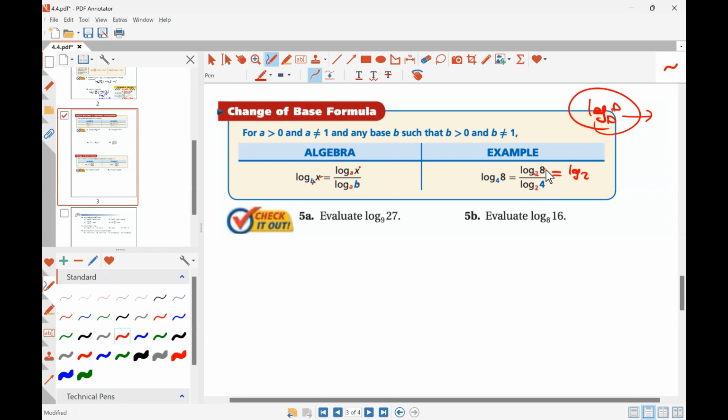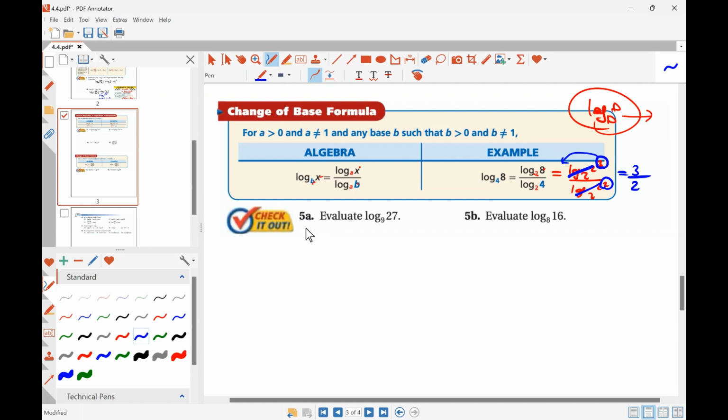I know 8 is 2 cubed and 4 is 2 squared. So this becomes something I know. I have a power here, bring down the power in front. So it is 3 times log base 2 of 2, which will cancel each other. Here, log base 2 of 2 will also cancel each other. I will be left with 2. So the result becomes 3 over 2. So by just changing the base, I can solve this by hand.